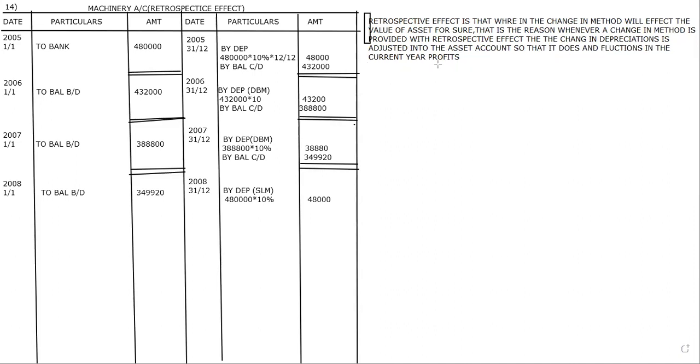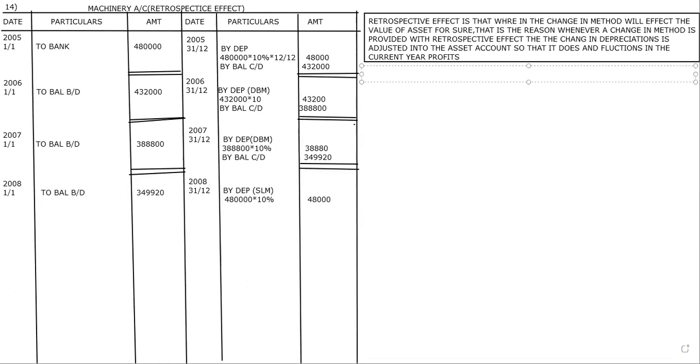So the change in depreciation we are going to do. What is that change in depreciation? First I'll calculate the total of depreciation according to the old method, that is DBM. How much is the old method first year depreciation? First year depreciation is 48,000, right?